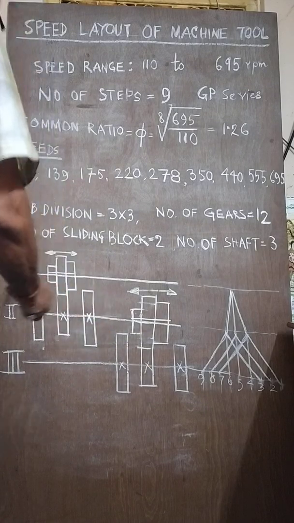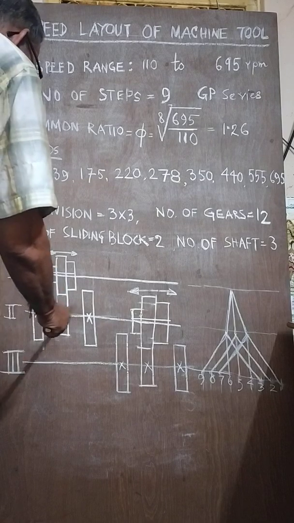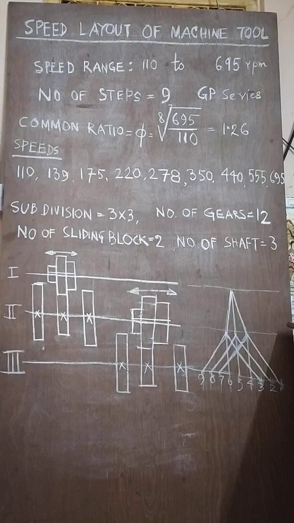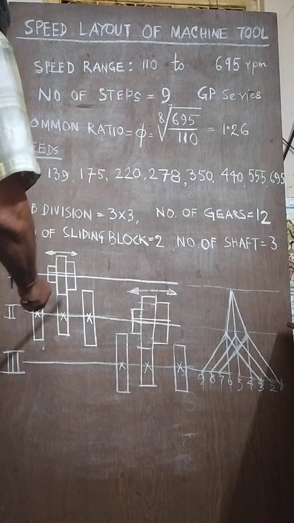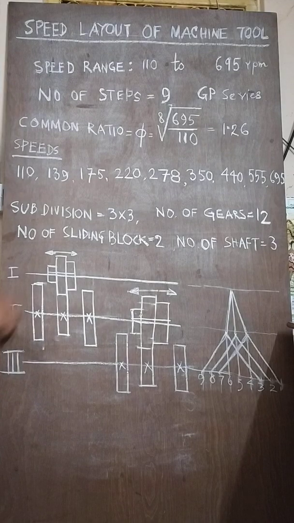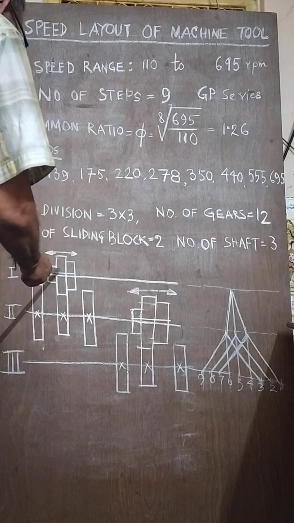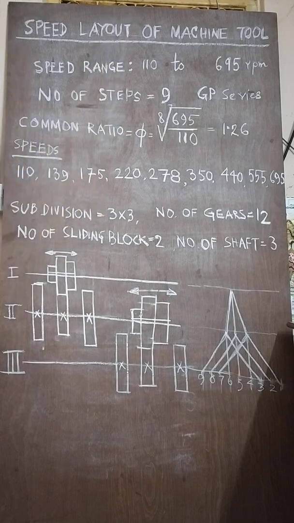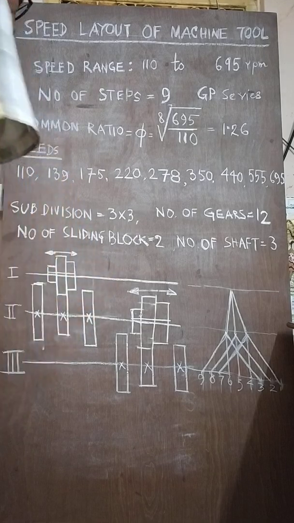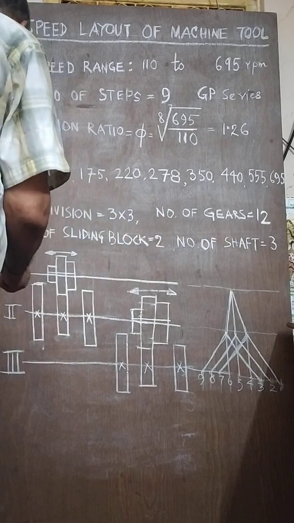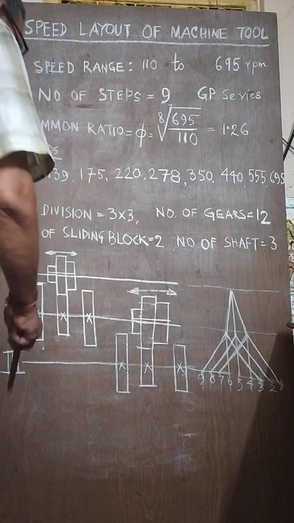So this is the combination, 3 into 3, 9. So these are 9 subdivisions, and the number of gears: this is 3, 3, 6 and 6, so there are 12 gears. The number of sliding blocks is 2. One cluster gear is called one sliding block, and this is another sliding block. The total number of shafts is 3. This is the driving shaft, and this is the final shaft.